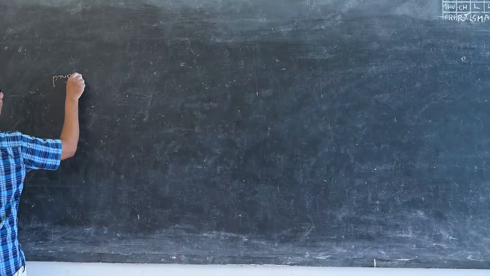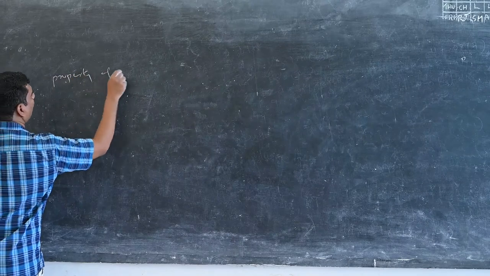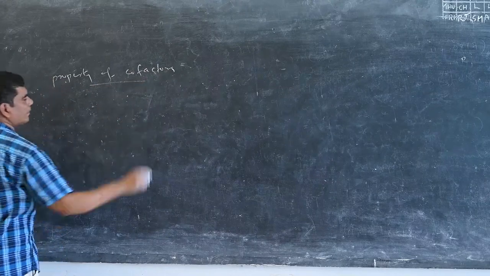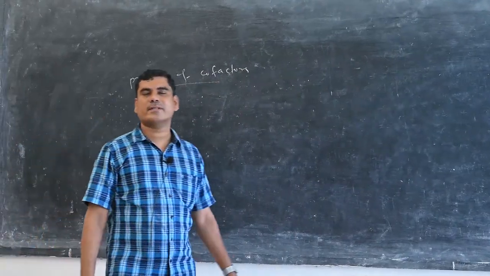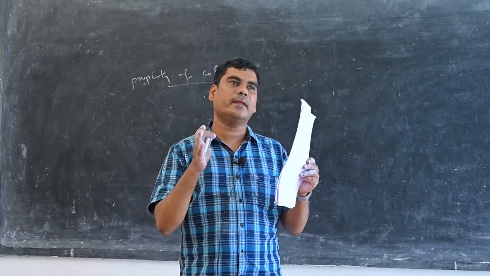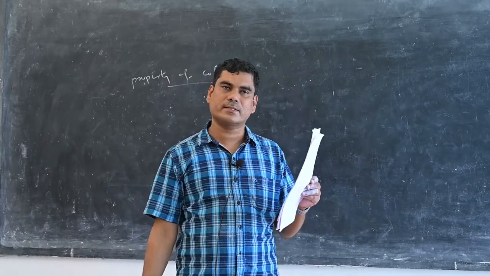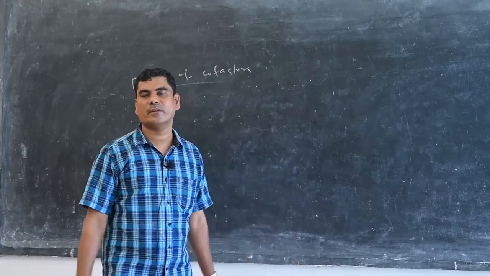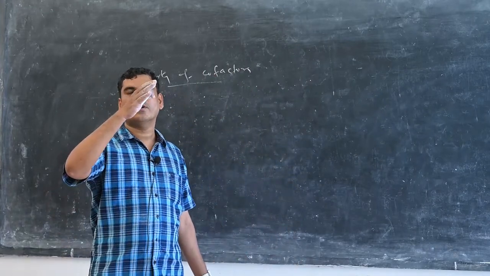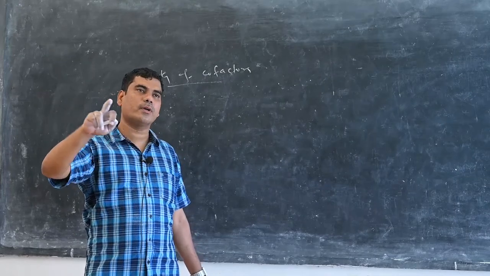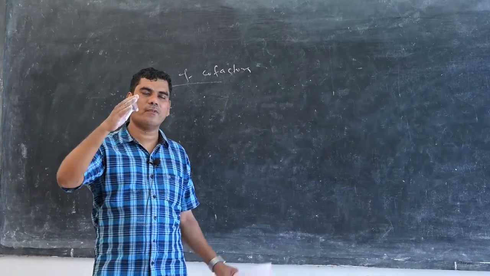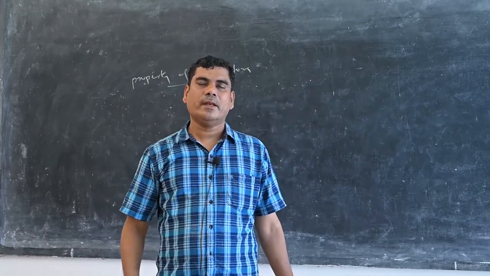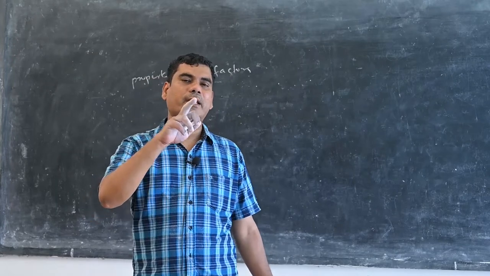Property of cofactors. We have studied that if we multiply a row by its cofactors and add them, then we get the determinant of the matrix. That is, take a square matrix, take a row here, then the cofactors here, multiply them, add them, then we get the determinant of A.